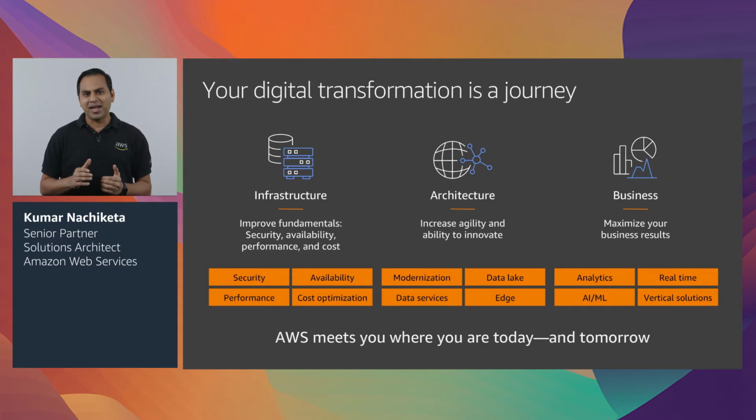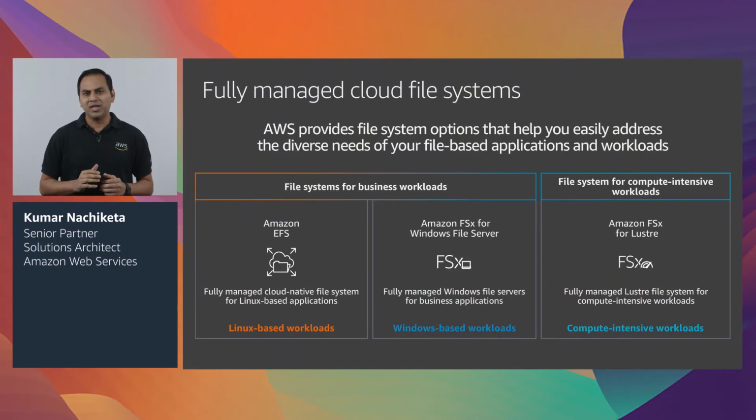So today, as I go through this session, I would like you to think about how AWS file storage can help achieve these goals for your organization. Now, let me start by briefly introducing the file storage portfolio for AWS. Amazon EFS and FSx for Windows File Server for your typical business workloads, and Amazon FSx for Lustre for very heavy compute-intensive workloads. Let's look at these one by one.